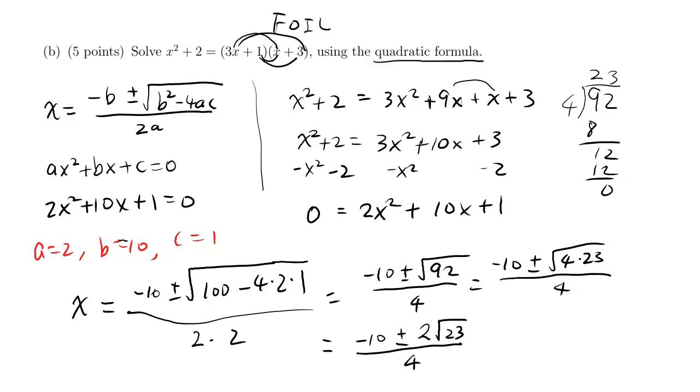Now see that 10, 2, and 4 are all divisible by 2, so you want to divide all of them by 2. And the resulting formula is you get negative 5 plus minus square root of 23 over 2. So that is the answer.